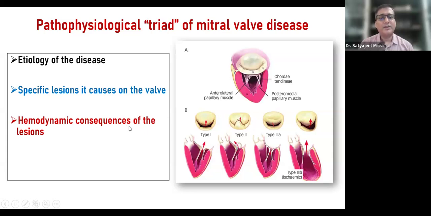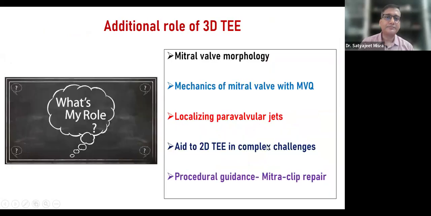And what are the hemodynamic consequences of the lesion? Hemodynamic consequences means what is the impact of the disease on the LV, what is the impact on the LA, and what is the impact on the pulmonary circulation. So whenever we are talking of mitral valve disease, we should be able to describe it under these three categories, and that is the pathophysiological triad of mitral valve disease.